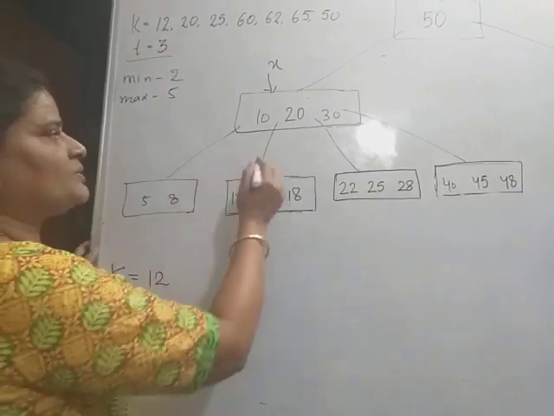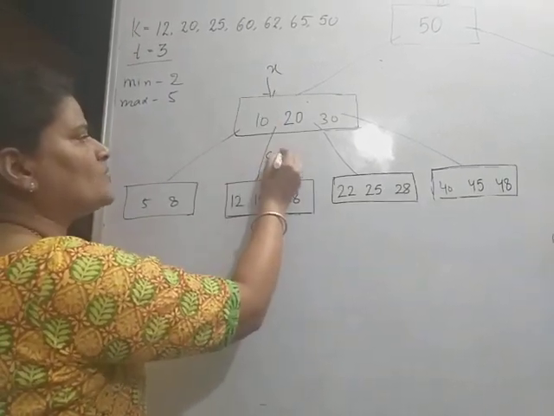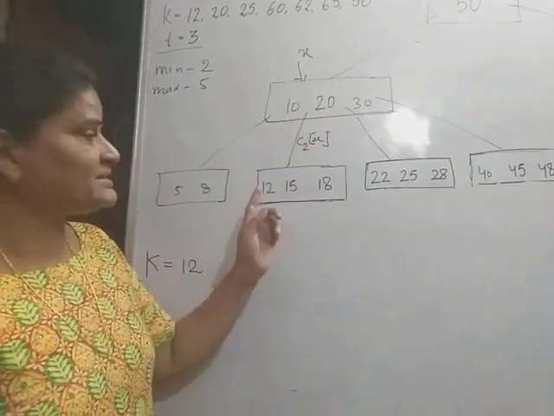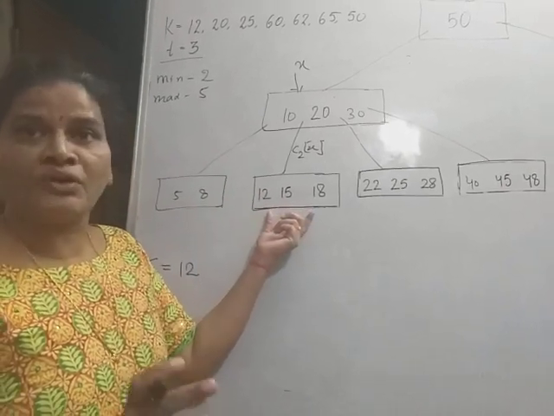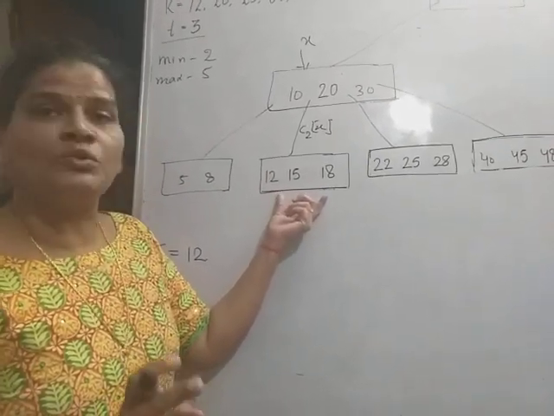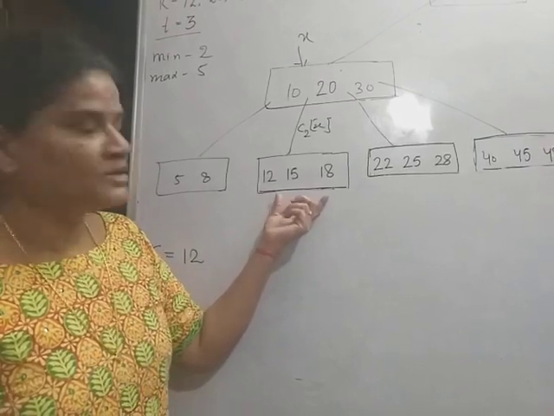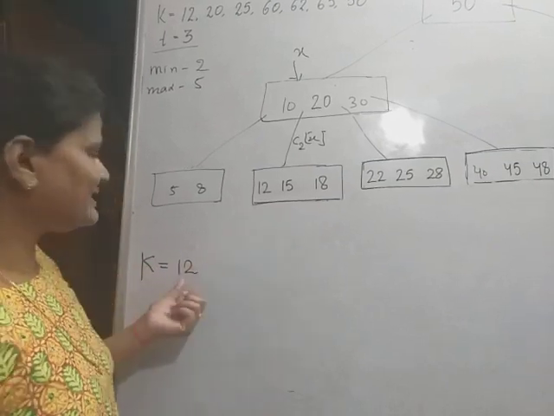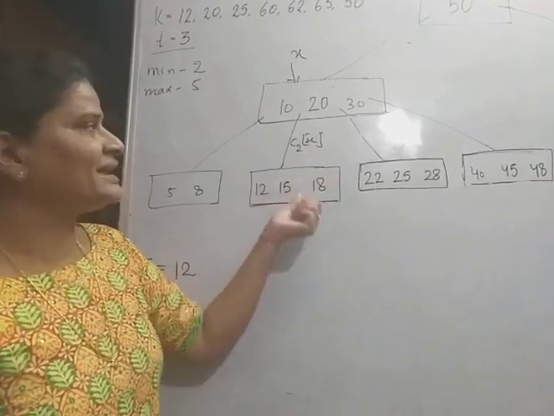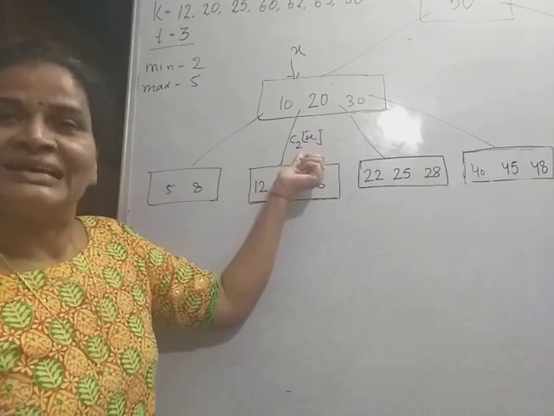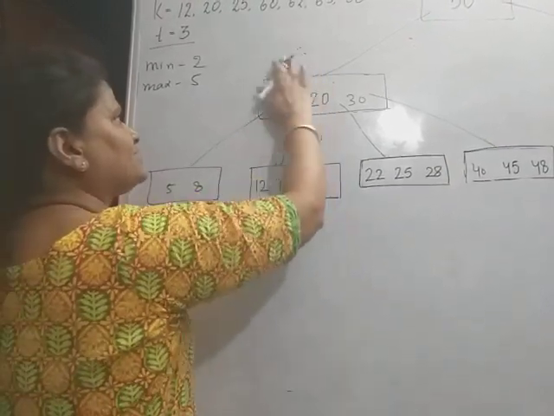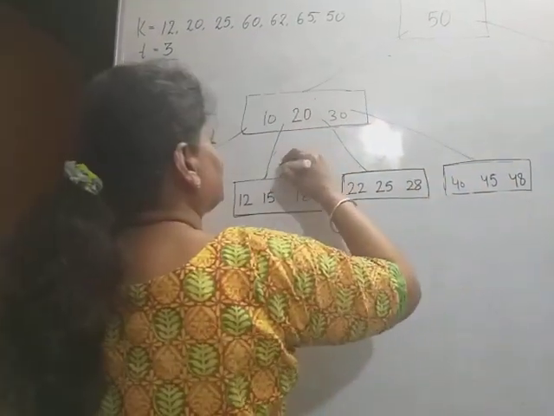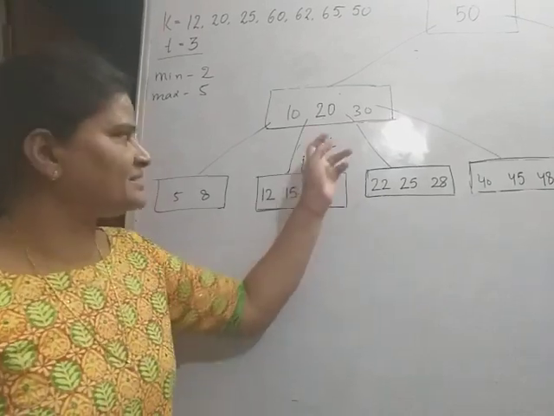Here the appropriate subtree of x is C2x. Again, before recursively deleting 12 from this node, first check whether this node contains t keys or not. This node contains t keys. So now the problem is converted to deleting k from C2x recursively. In the next call, the deletion procedure is called and this will become x.